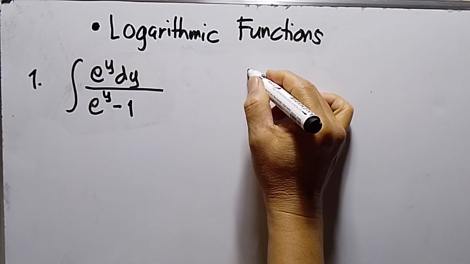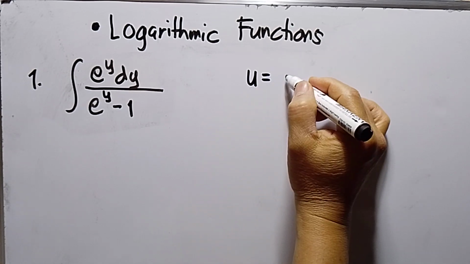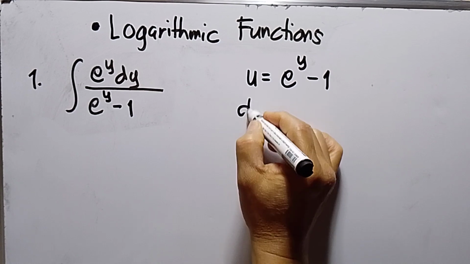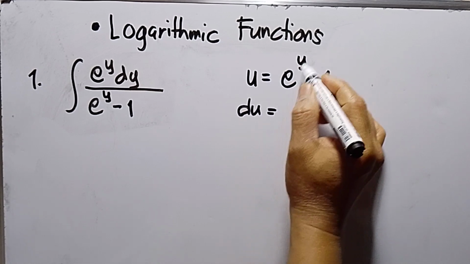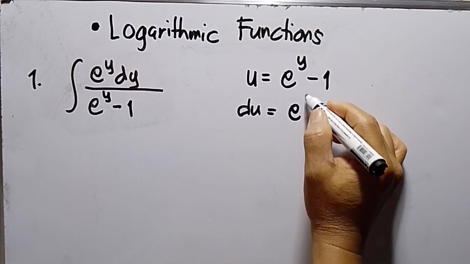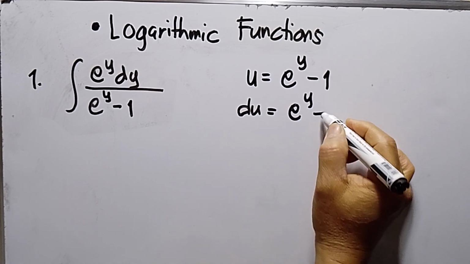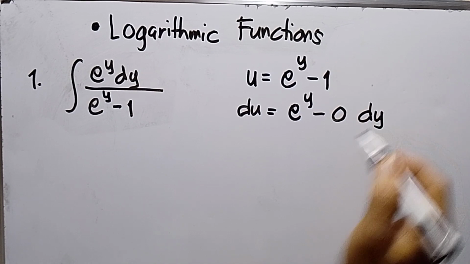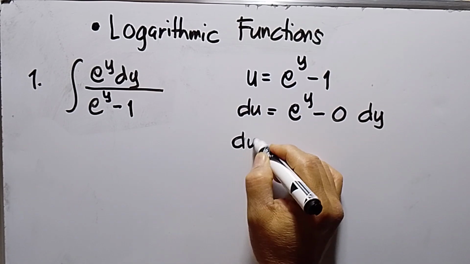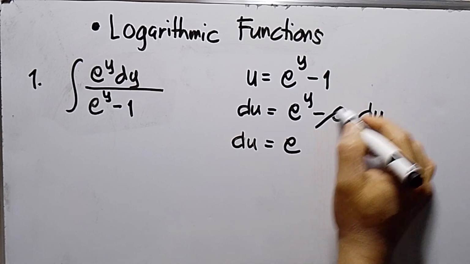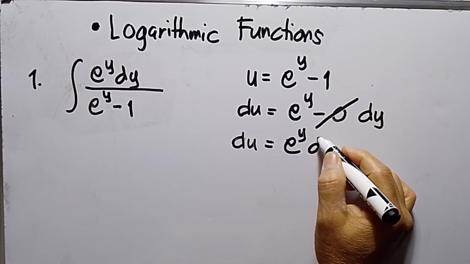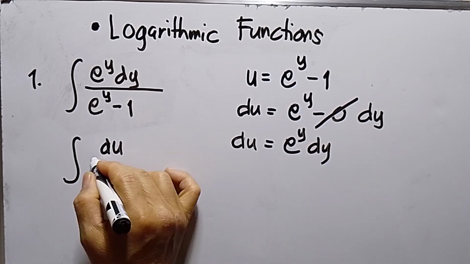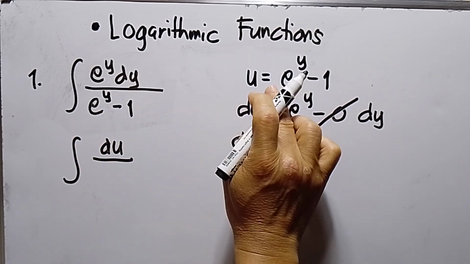So let my assumption be u is equal to e to the y minus 1. And then the derivative du is equal to the derivative of e^y, which is still e^y, then minus the derivative of a constant, which will be 0, then this will be dy. So du is equal to e^y dy. So this will be du, and then e^y minus 1 is my u.